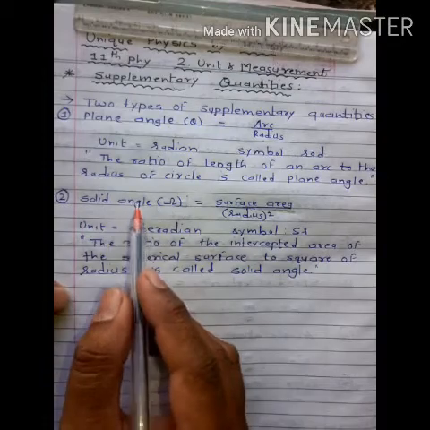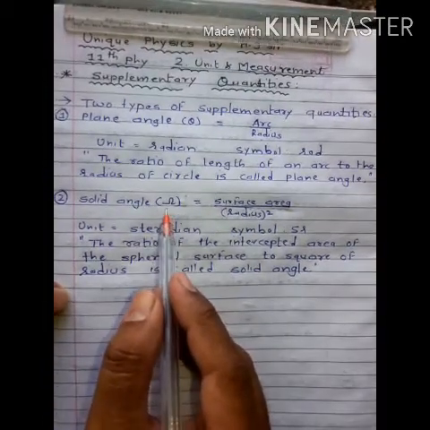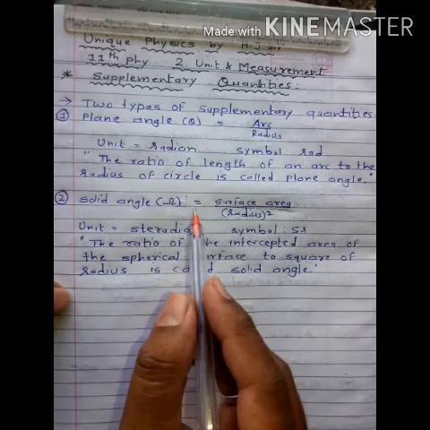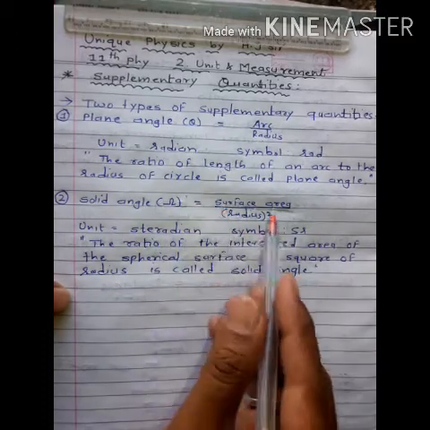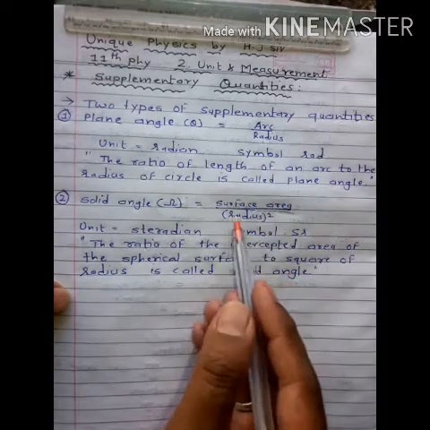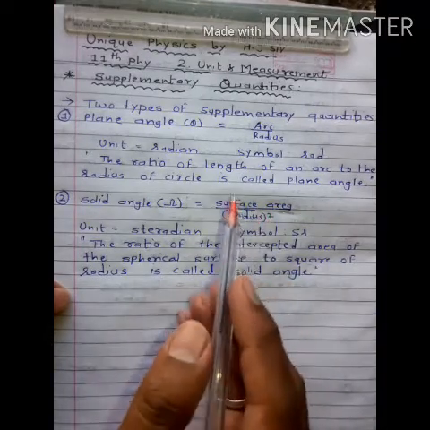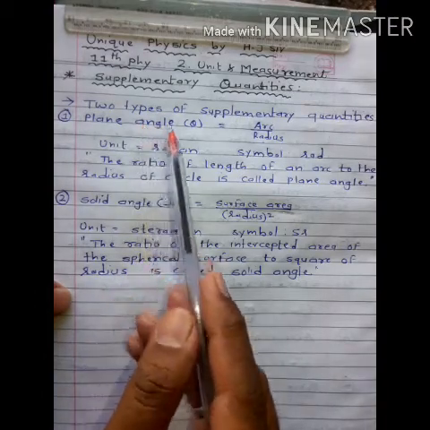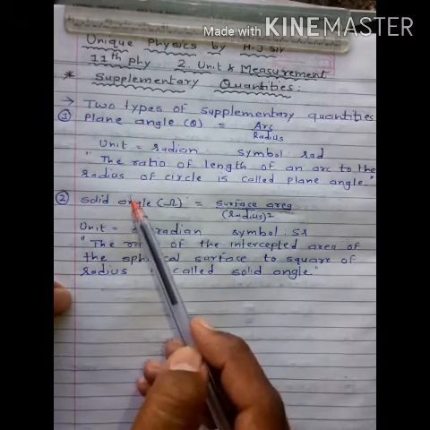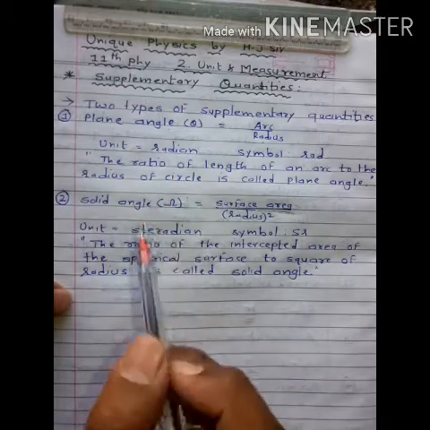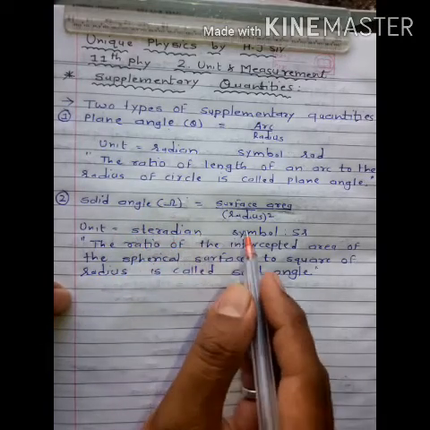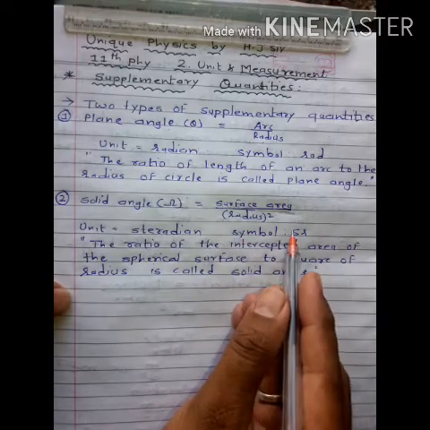Second type, solid angle. Solid angle is denoted by omega. Remember this point, the equation of solid angle is surface area divided by square of radius. Remember one more point, plane angle is a two-dimensional concept while solid angle is a three-dimensional concept. Now the unit of solid angle is steradian and its symbol is SR.